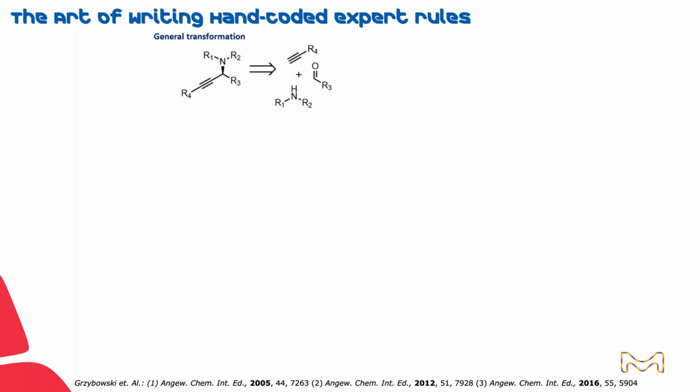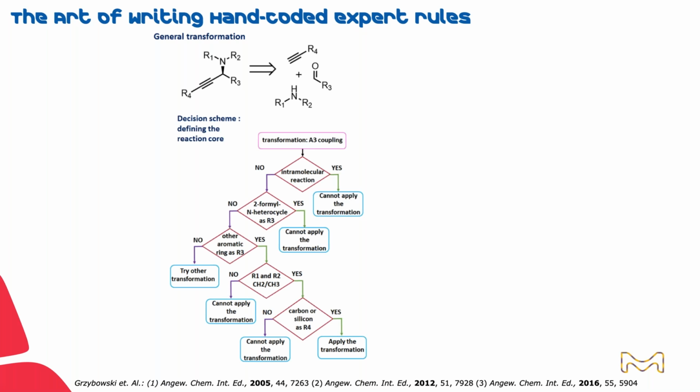And how our team does this is they will start with a general transformation and then do an extensive literature search to make sure that they understand the full scope of that reaction, which allows them to map out this decision tree of where that reaction can or cannot be applied and what groups are compatible or incompatible with the reaction.